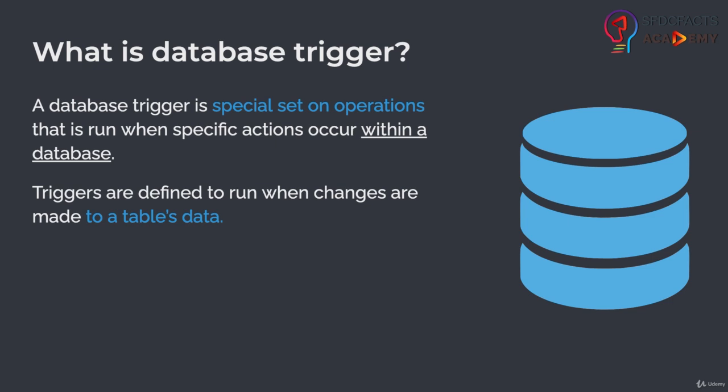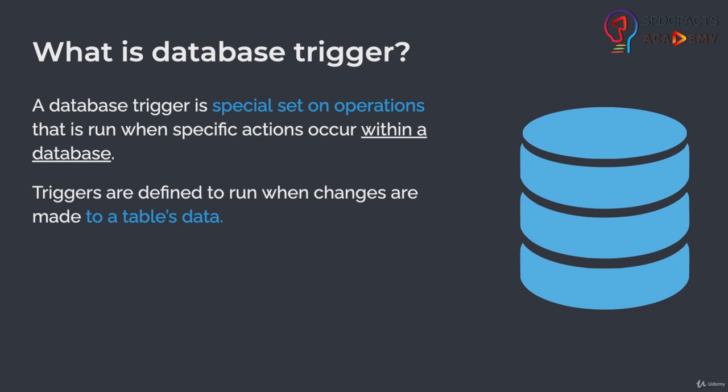For example, let's say you insert a new row in your table, or you delete a row, or you update a row. In all these cases, you will be making some changes to your database, and you can define some triggers to do some post-processing or pre-processing before doing these DML changes.